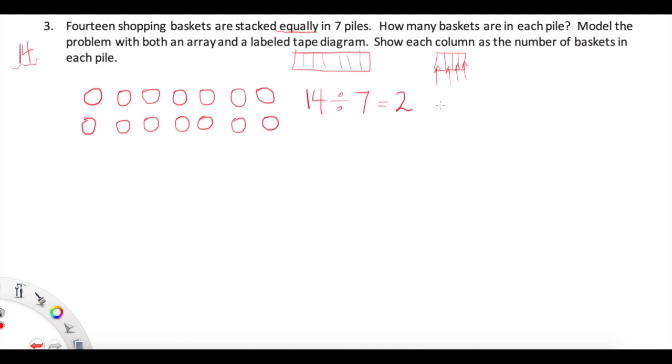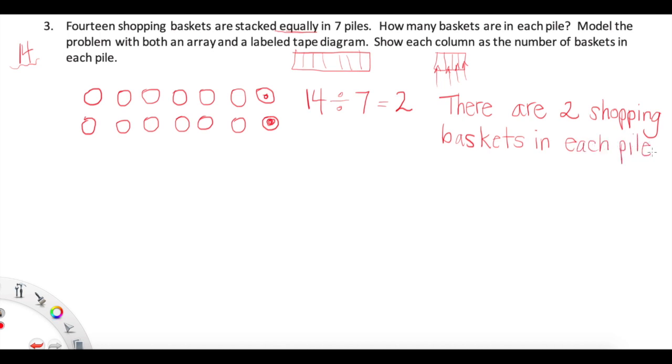2. I can write my statement that will very confidently state the fact that there are 2. We showed that. 1, 2. There are 2 shopping baskets. Oops. Not baskets, Mrs. C. Silly. There are 2 shopping baskets. That looks better. In each pile. Beautiful. How many piles do we have?